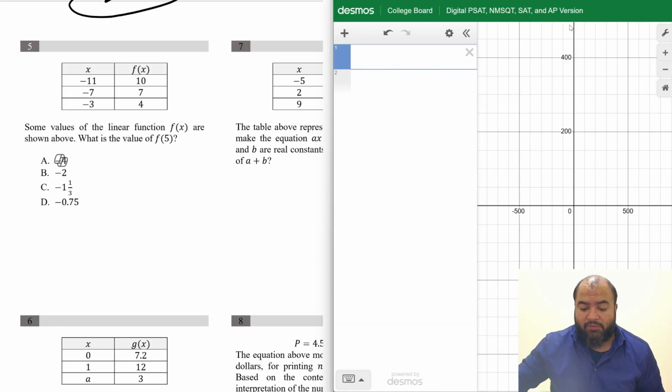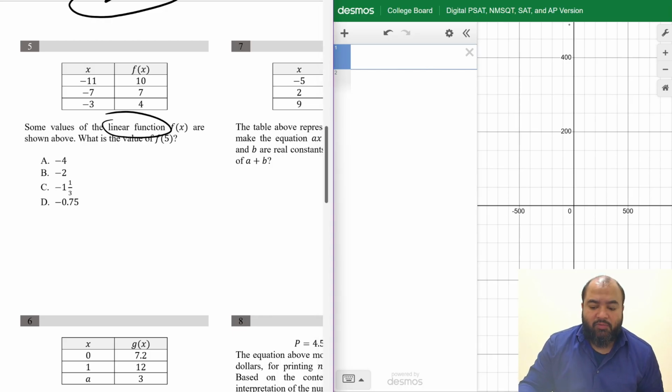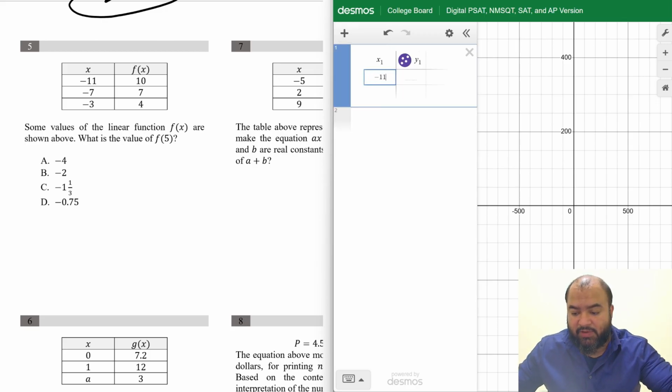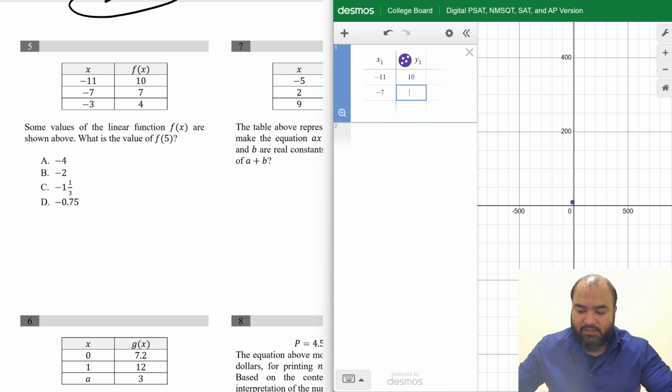For question number 5, they gave us a table and they said it's a linear function. You can use your conventional way, like find the slope using 2 points, then the y-intercept, plug in, and find the equation of a line. But since you have Desmos, there is another shorter way. You can do it like plus table, and you start filling out the numbers. So negative 11 is the x value, and then this is 10, and the second one negative 7, and 7, and negative 3, and 4.